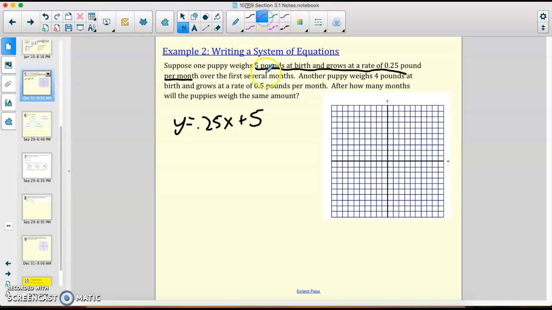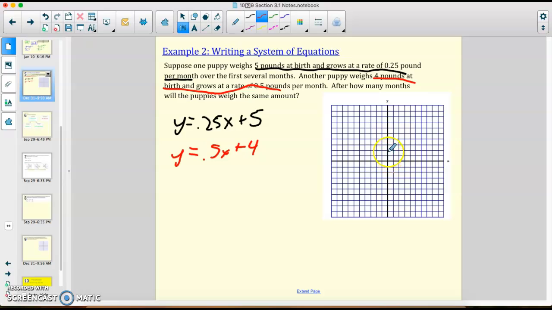Okay, and then we'll do another puppy. They weigh 4 pounds at birth, and they grow at a rate of 0.5 pounds per month. Okay, so we have y equals, now they grow at 0.5 pounds, so 0.5x, and they started out at 4 pounds at birth, so plus 4. Okay, now we graph them.